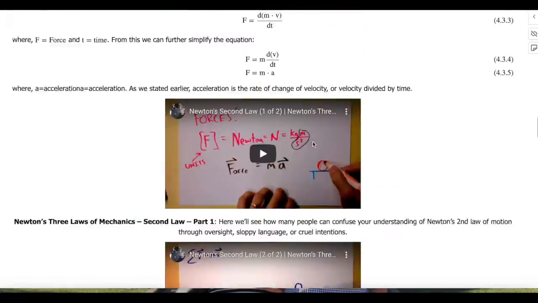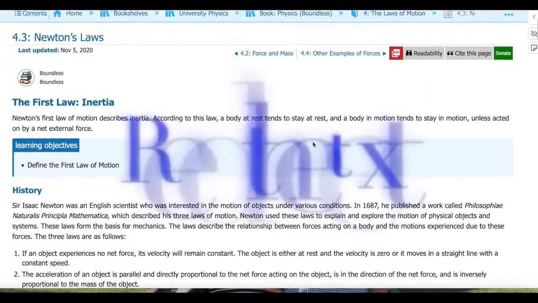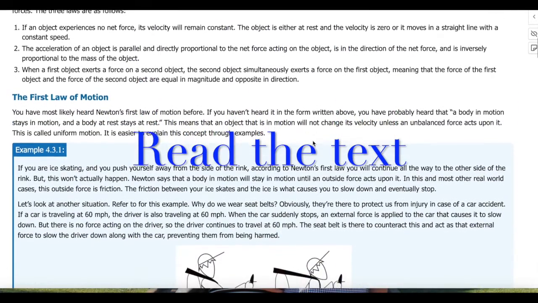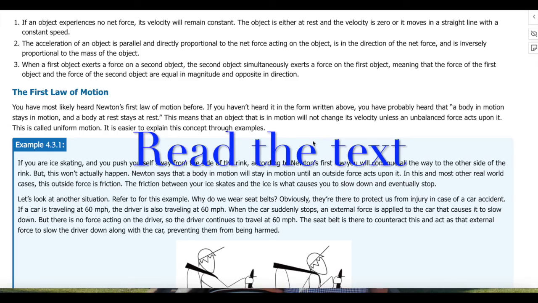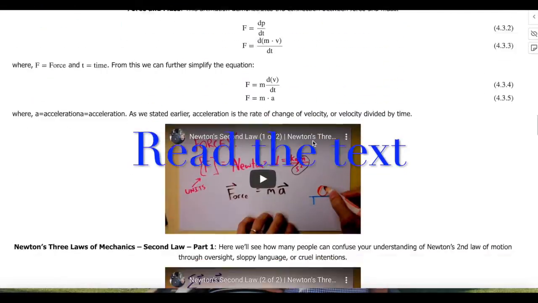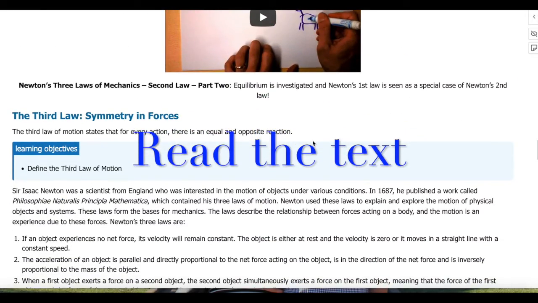So now that we've had a little background into what the 3 laws are going to be about, I'm going to give you 10 minutes to read through the text. Take notes in your journal, and when we're all done, we'll discuss further the 3 laws of motion. Ready? Get to it.